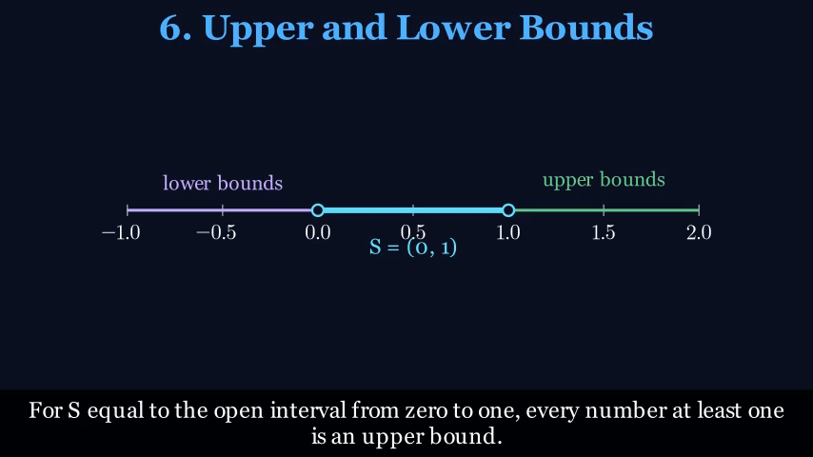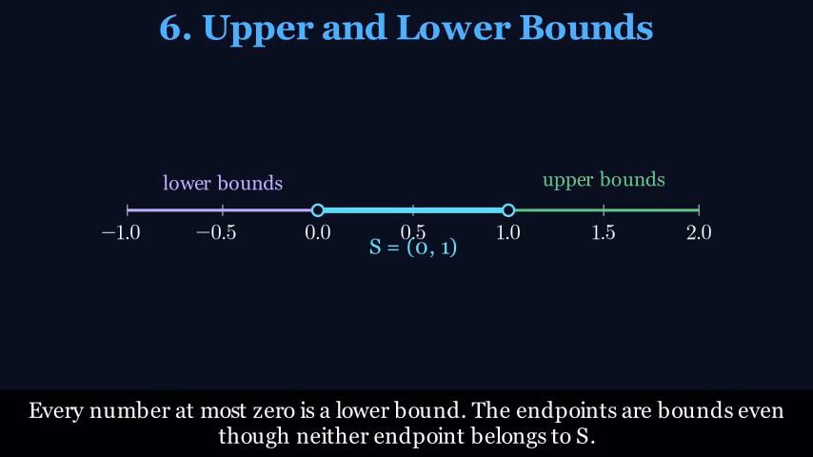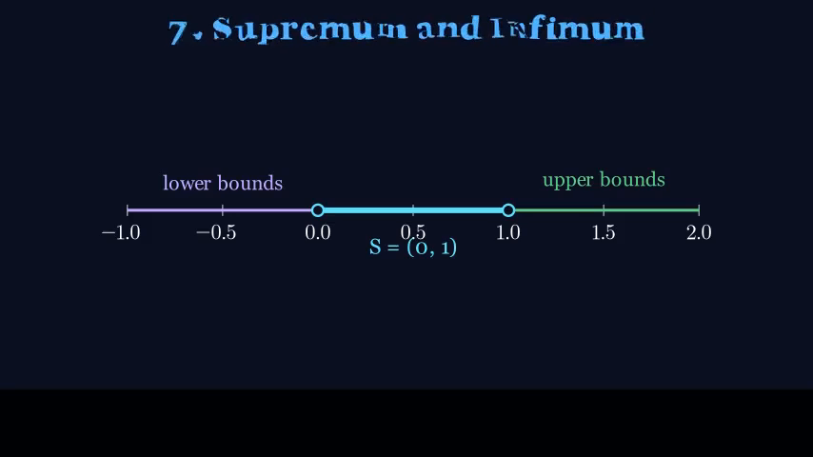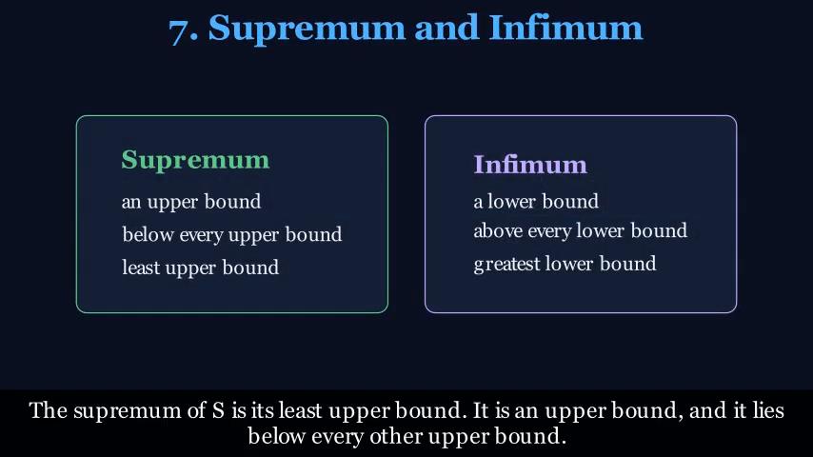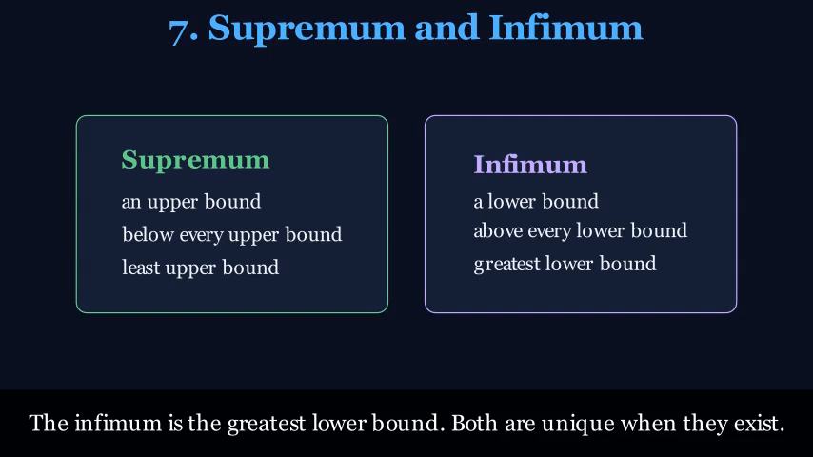For S equal to the open interval from 0 to 1, every number at least 1 is an upper bound. Every number at most 0 is a lower bound. The endpoints are bounds even though neither endpoint belongs to S. The supremum of S is its least upper bound. It is an upper bound, and it lies below every other upper bound. The infimum is the greatest lower bound. Both are unique when they exist.